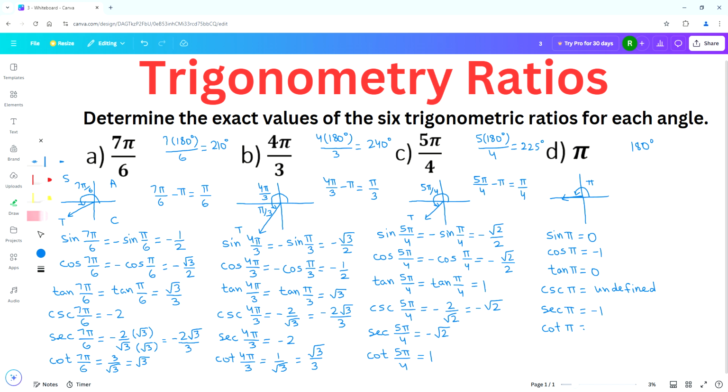Cotangent is the reciprocal ratio for tan. The answer for tan is 0. The answer for cotangent will be 1 over 0, which is equal to undefined. This should be the final answer for part D. So these are the steps you have to keep in mind to solve a problem like this one.